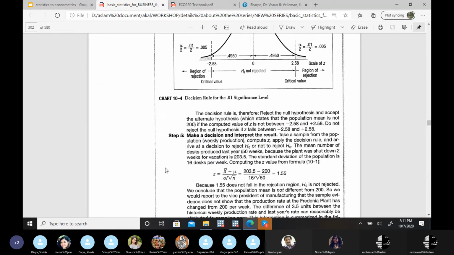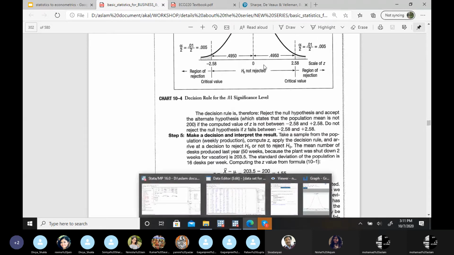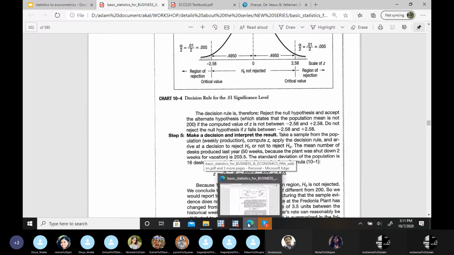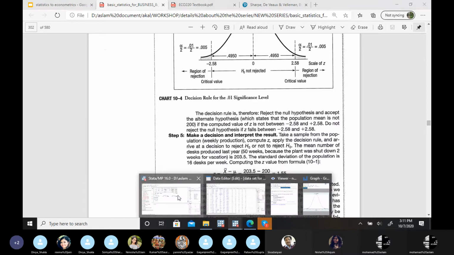Next thing in Stata, if you have the data set, like in this particular question, then you can do it directly with the Stata software. But if you don't have the data set, but still you have these values, then you can calculate these Z statistics with Stata software as well.